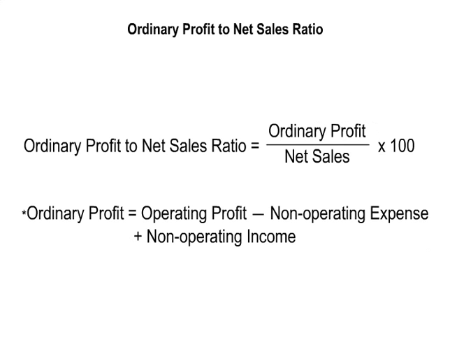3. Ordinary profit to net sales ratio. When the ordinary profit to net sales ratio is low, efforts have to be made to reduce amounts of debts, etc.